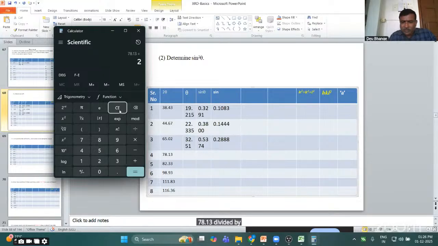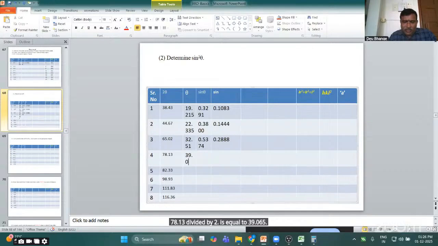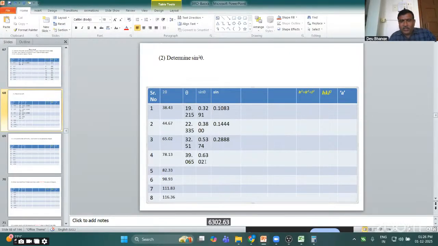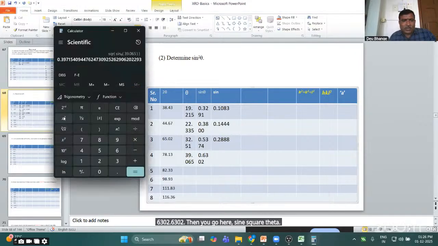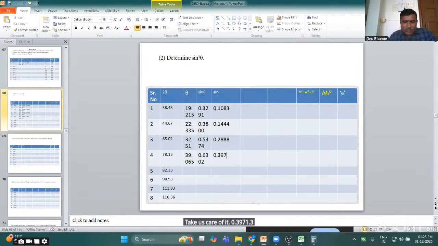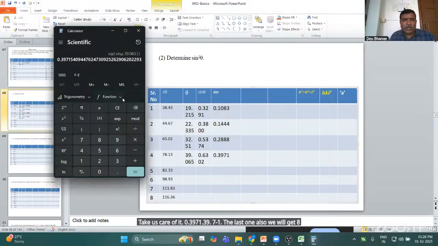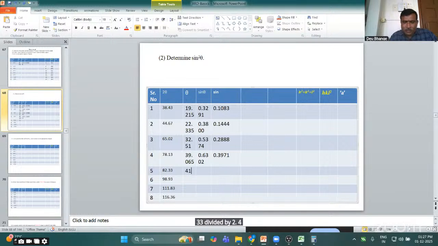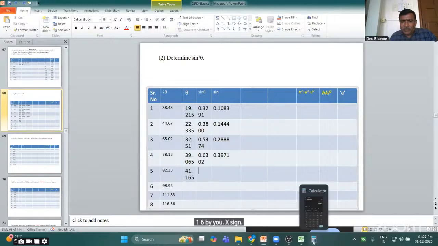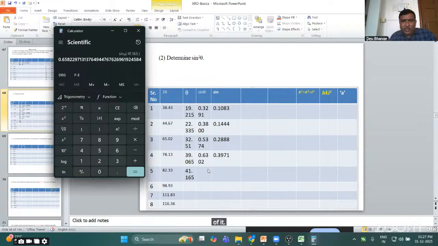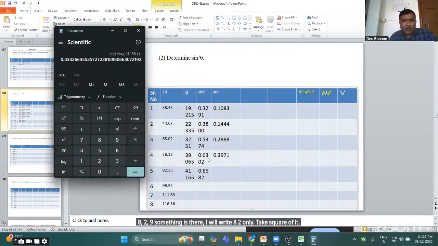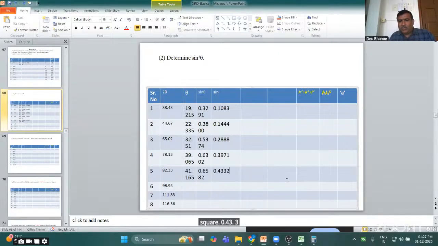78.13 divided by 2 is equal to 39.065. This is theta. Then you go for sine theta. Take sine of it, 0.6302. Then you go here, sine square theta. Take a square of it, 0.3971. The last one also we will get, 82.33, and beyond that we will not go. 82.33 divided by 2, 41.165. Take sine of it, 0.6582, 9 something is there, I will write 82 only. Take square of it, 0.4332.